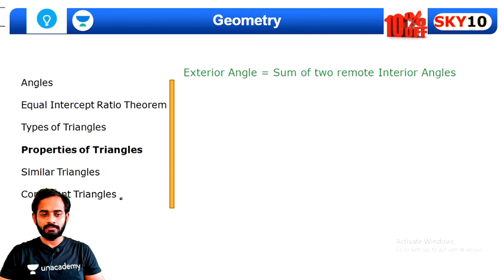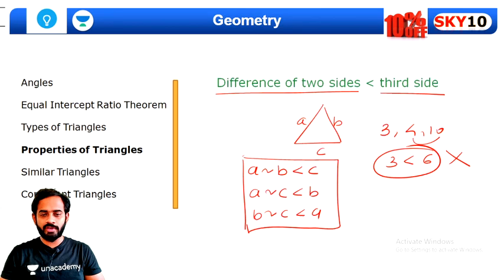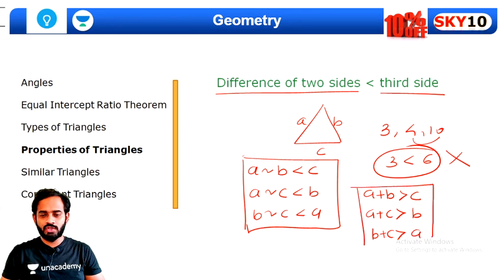And one more rule you need to understand over here. The summation of two sides should always be greater than the third side. That is, A plus B should always be greater than the third side, A plus C should be greater than the third side B, and B plus C should always be greater than the third side. So these two rules you need to understand: the difference between two sides should be less than the third side, and the summation of two sides should be greater than the third side. It's a very simple rule, guys. Both rules will help you find out whether a particular triangle is possible or not.